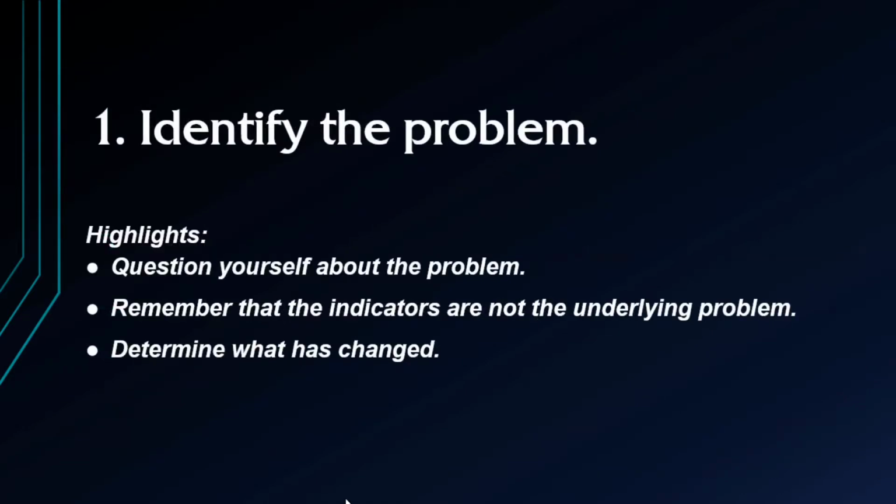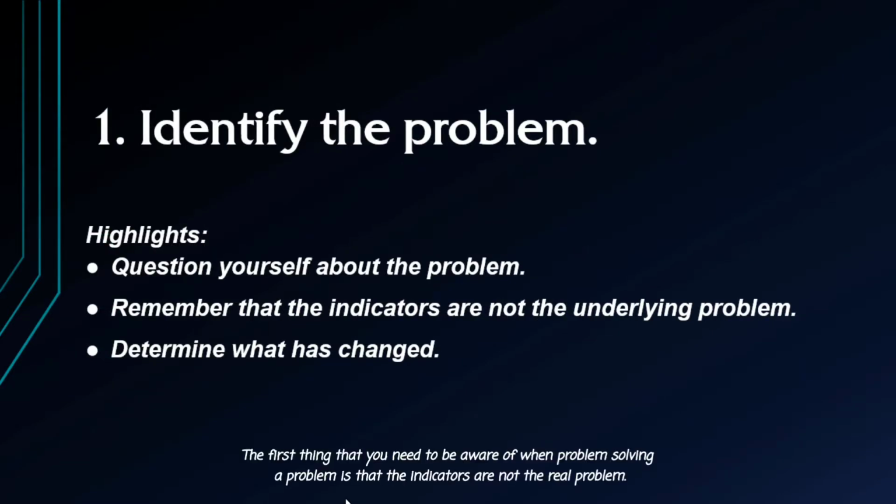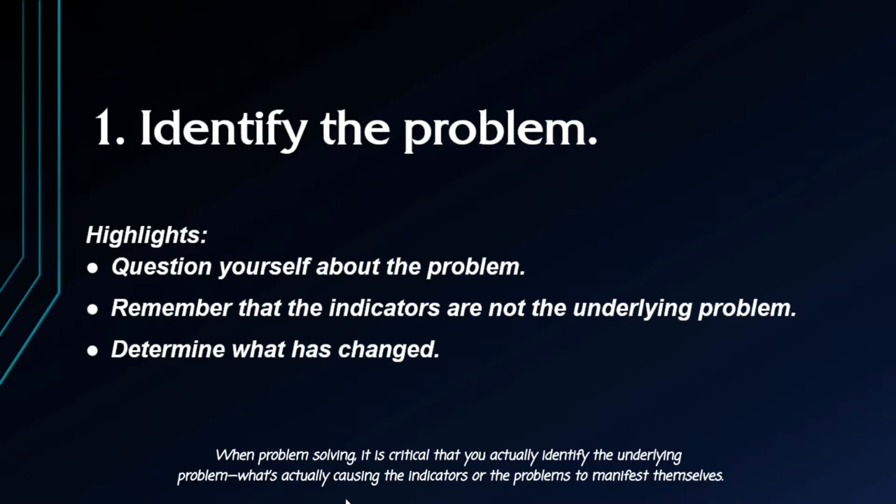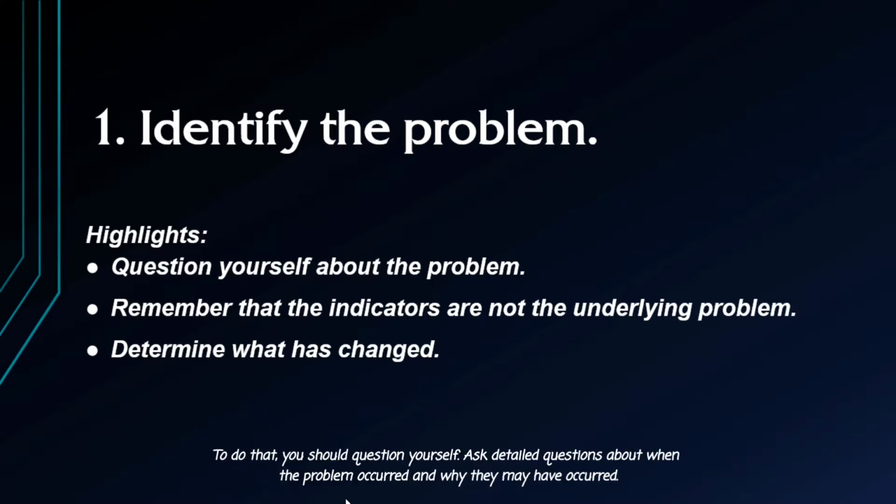1. Identify the problem. The first thing that you need to be aware of when problem solving is that indicators are not the real problem. When problem solving, it is critical that you actually identify the underlying problem: what is actually causing the indicator or the problem to manifest itself. To do that, you should question yourself. Ask detailed questions about when the problem occurred and why it may have occurred.